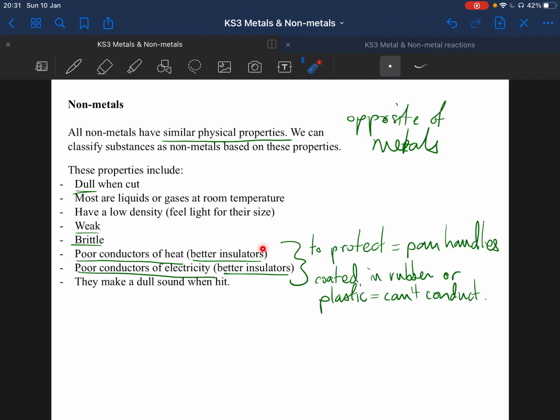Okay, guys, again, like I said, if you ever have a material that you are unsure as to what it is, you can ask yourself these questions. When you cut it, was it dull? Was it weak or brittle? Did it smash when you hit it? Can you put it into an electrical circuit and it will actually work? If it doesn't answer those questions or it comes up with these answers here, then you can classify it as a non-metal.